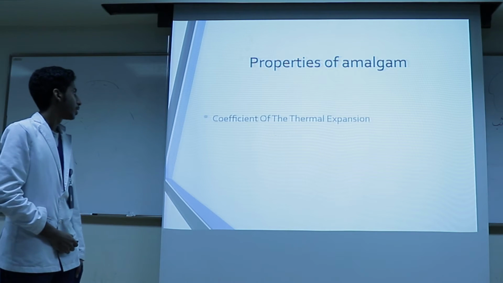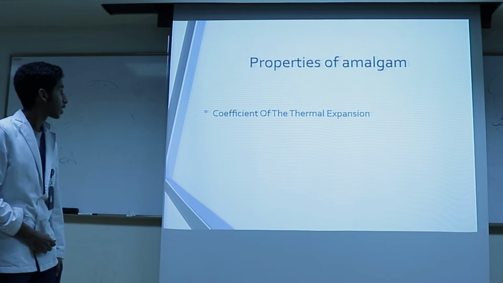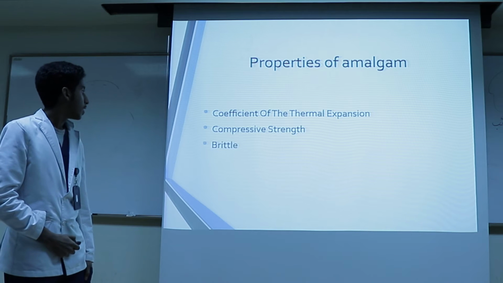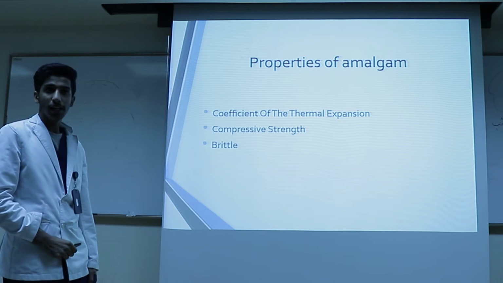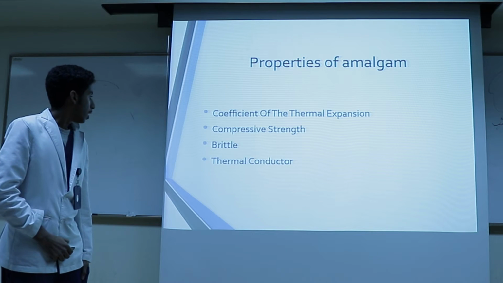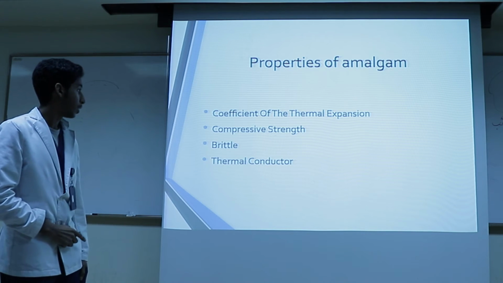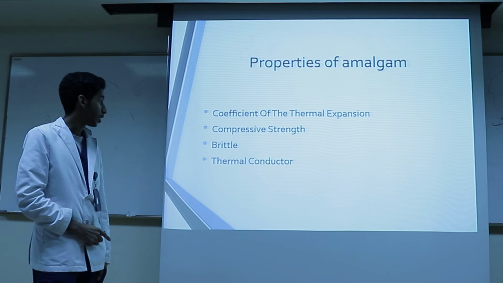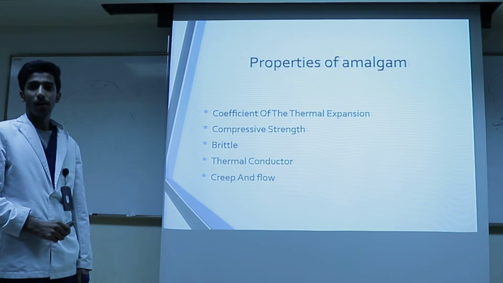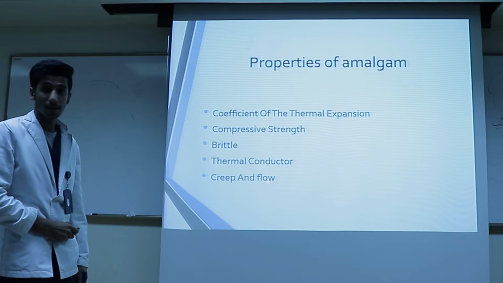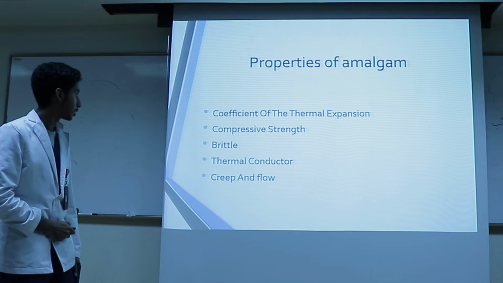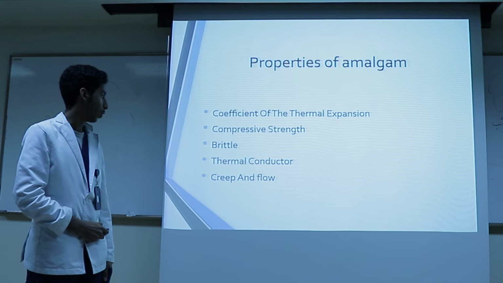Properties of amalgam. It has a high coefficient of thermal expansion, high compressive strength, and it's very brittle, especially at the low edges. It is a very high thermal conductor. We should use a base or liner in deep cavities to isolate the pulp. This is very important. And it has creep and flow.